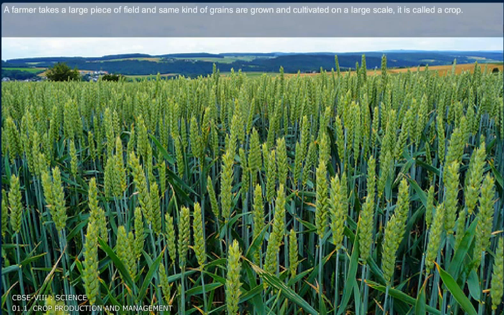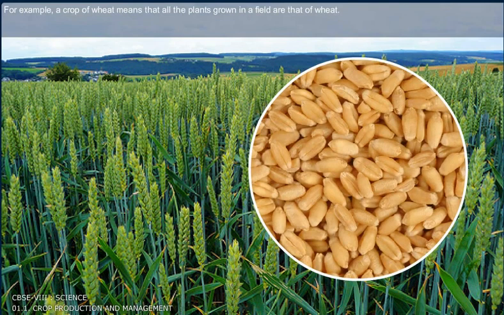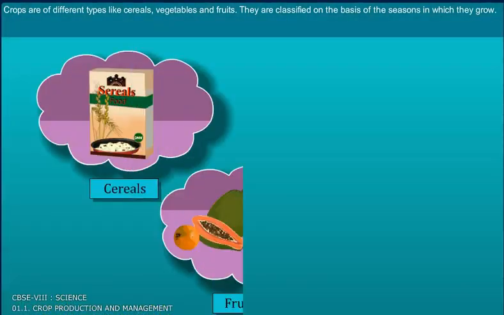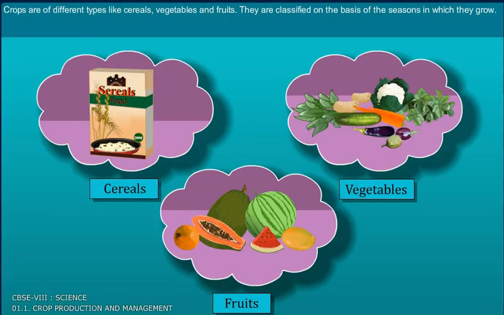Farmers take a large piece of field and same kind of grains are grown and cultivated on large scale. It is called a crop. For example, crop of wheat means that all plants grown in the fields are that of wheat. Crops are of different types like cereals, vegetables, and fruits. They are classified on the basis of the season in which they grow.